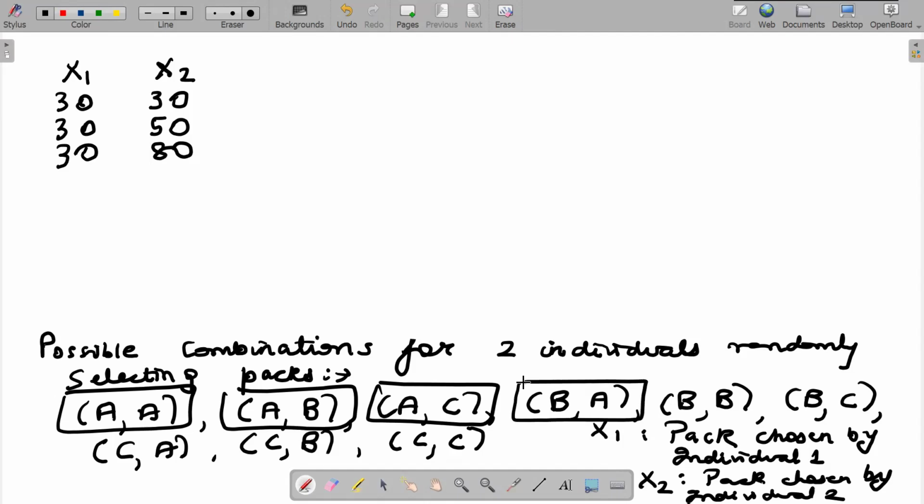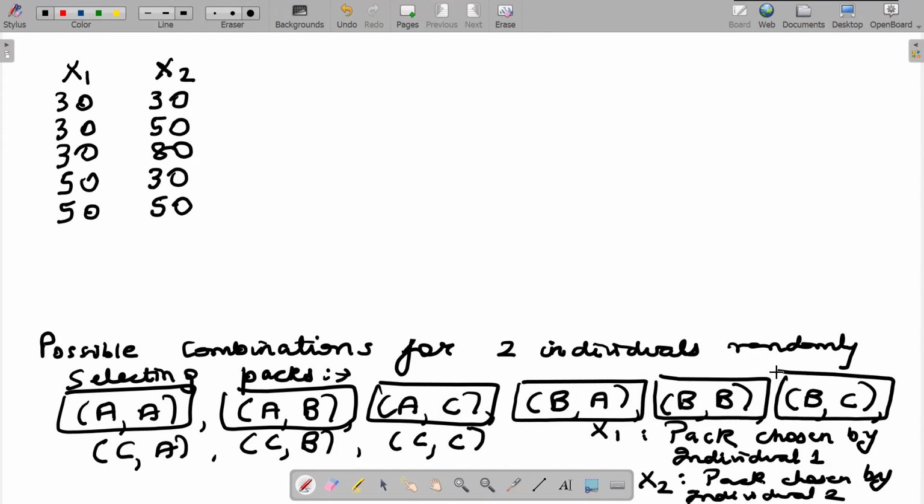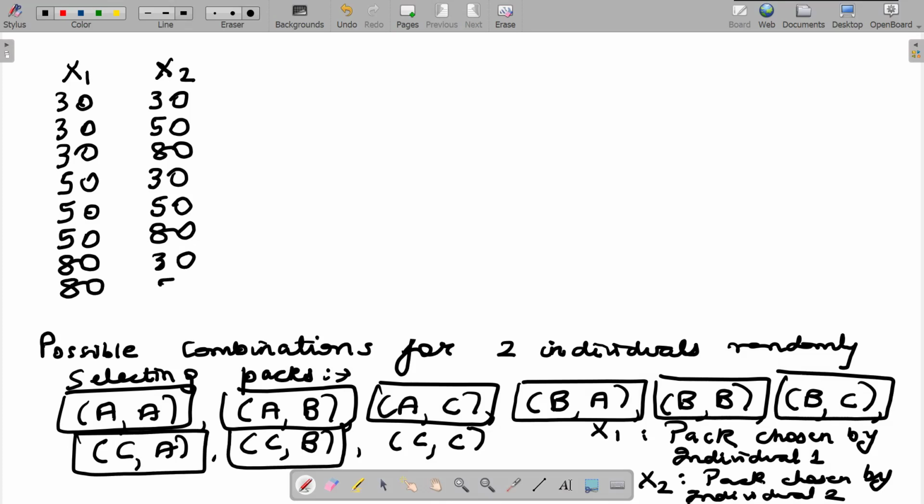This combination BA means that individual 1 buys pack B. Pack B is 50, but individual 2 buys pack A, so 30. BB means both the individuals buy pack B, so 50 rupees each. This combination means the first individual buys B, so 50. Second individual buys C, so 80. This means that the first individual buys C, second buys A. A costs 30 rupees. CB means first individual buys pack C, second buys pack B. Last option, both the individuals buy pack C, so 80 rupees.